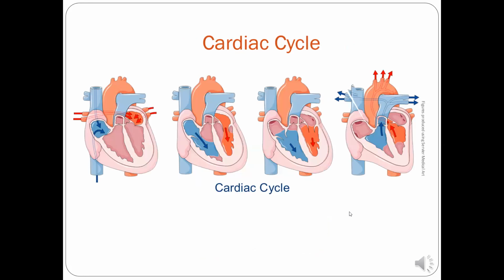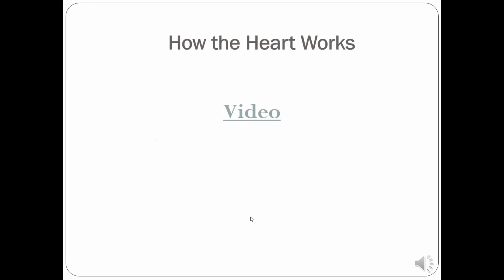And this is the cardiac cycle. The first phase is passive ventricular filling, and the AV valves allow blood to pass into the ventricles. The second is atrial contraction, also known as the atrial kick. And then you have the ventricular stroke. We're going to watch a video.